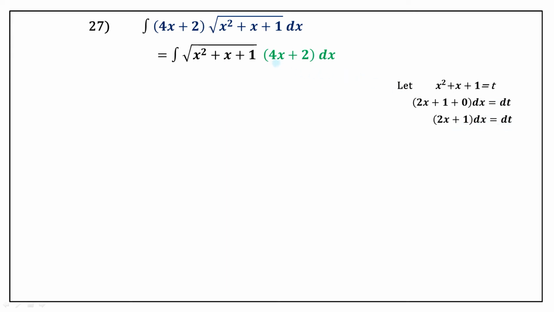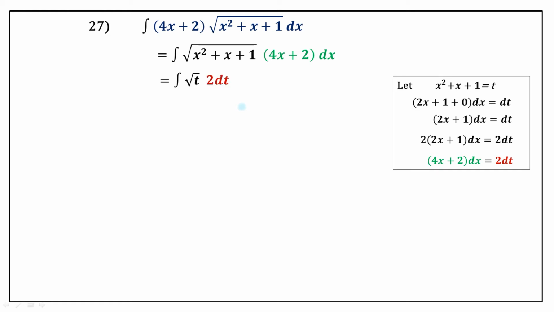Whereas we observe here it is 4x plus 2 into dx. So what we'll do is multiply both sides by 2 so that we get 4x plus 2 on the left hand side, and the right hand side will be 2 into dt. Now this problem can also be solved by taking 2 as common, and that 2 we can take outside, and what will be left out here is 2x plus 1, and we can make use of this line itself.